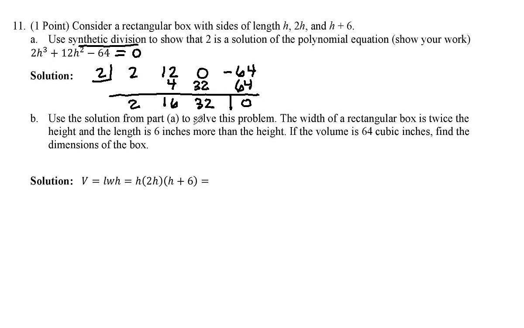And then use the solution from part A to solve the problem. So we've got a width of a rectangular box is twice the height, and then the length is 6 inches more than the height, and then the volume is 64 cubic inches. So we got this box here.